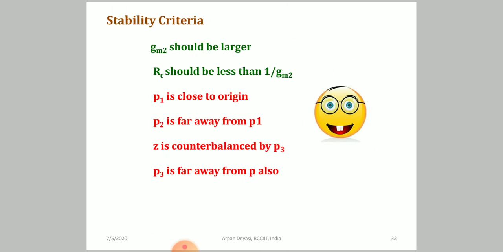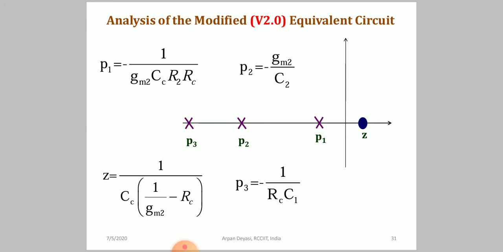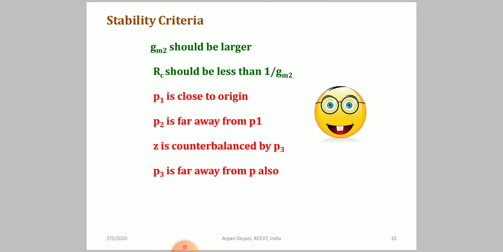So your stability criteria: GM2 should be larger, and RC should be less than 1 by GM2. You may ask why. Go back to that. Otherwise Z will be negative. P1 is close to origin, P2 is far away from P1, and P3 is also far away from P1 and can be sacrificed in order to nullify Z. So we are happy. This is a win-win situation. Effectively we have removed the offset null parameter problem, and this is the methodology by which you can really adjust the offset null of an operational amplifier.